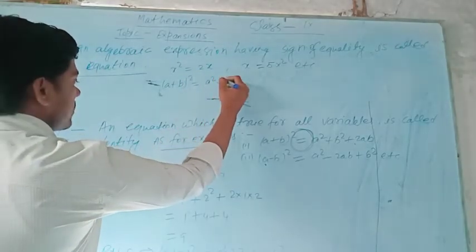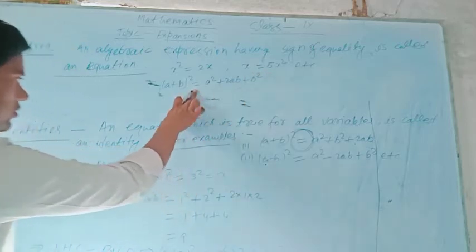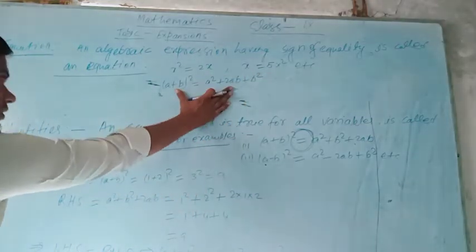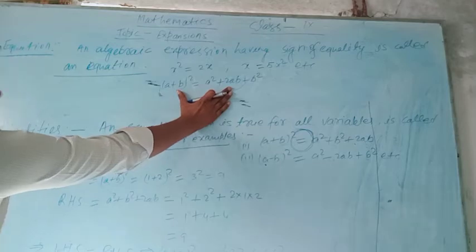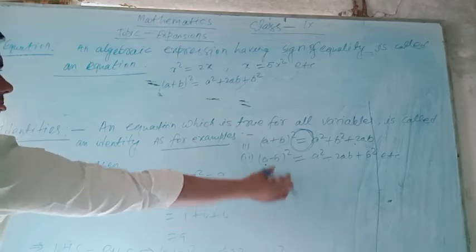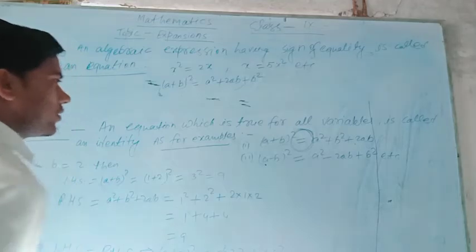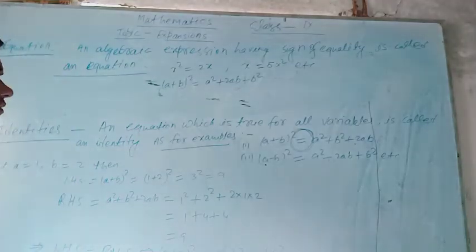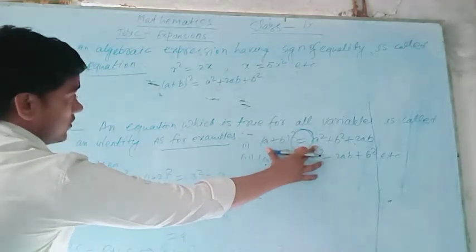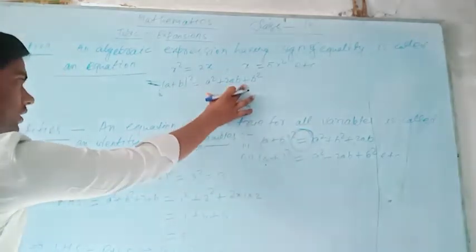And here you are saying (a plus b) whole square is equal to a square plus b square plus 2ab. It is an identity. So every identity is an equation, but every equation cannot be an identity. Okay.